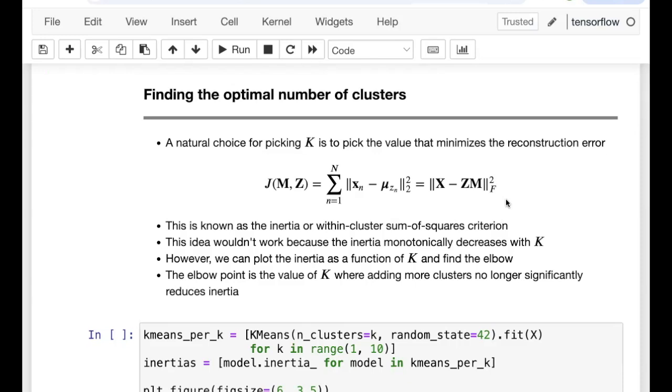So obviously, we want to be cautious about adding more clusters, in the sense that if we add more clusters, we want to make sure that this value here, this inertia, drops significantly.